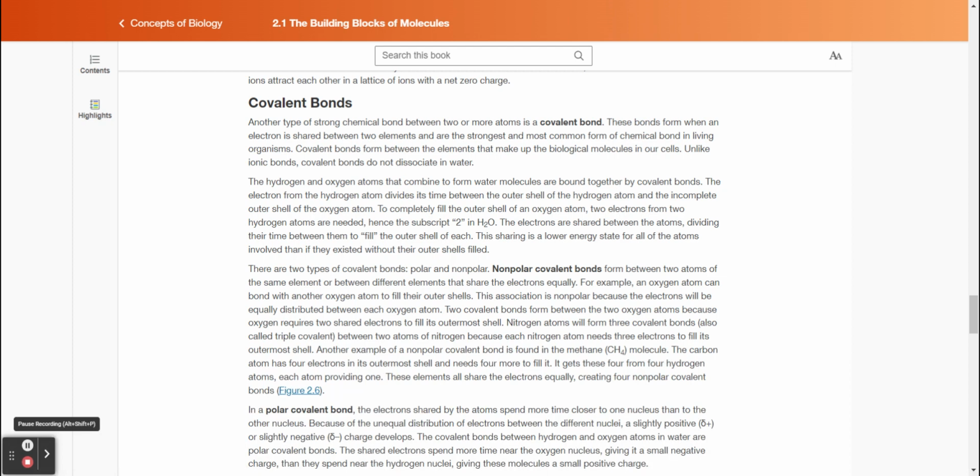The hydrogen and oxygen atoms that combine to form water molecules are bound together by covalent bonds. The electron from the hydrogen atom divides its time between the outer shell of the hydrogen atom and the incomplete outer shell of the oxygen atom. To completely fill the outer shell of an oxygen atom, 2 electrons from 2 hydrogen atoms are needed, hence the subscript 2 in H2O. The electrons are shared between the atoms, dividing their time between them to fill the outer shell of each. This sharing is a lower energy state for all of the atoms involved than if they existed without their outer shells filled.